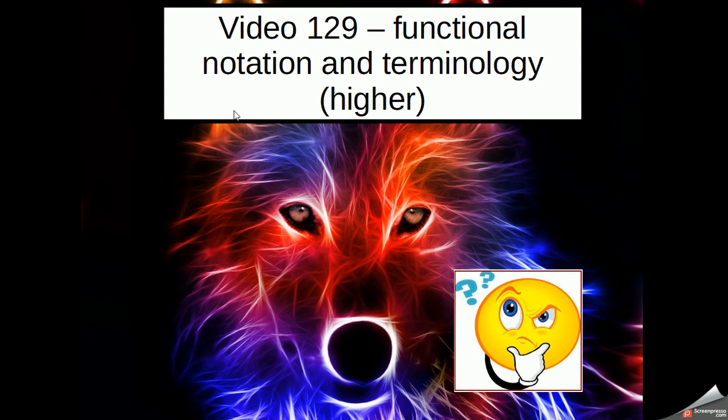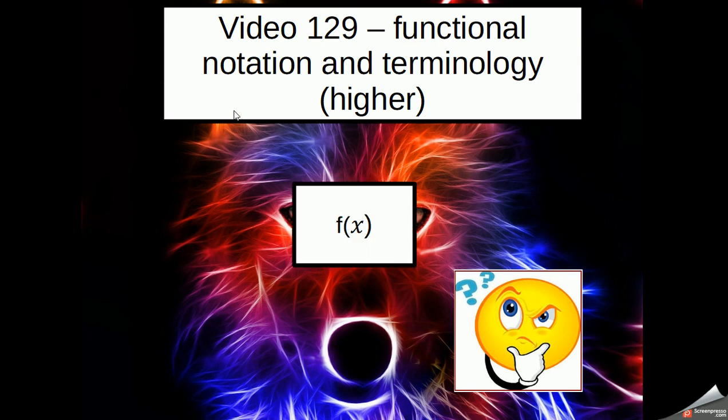On to functions then. So what are they? How do we write them in maths, and what's the various terminology associated with them? Again, as these videos nearly all are now, it's a higher tier subject.